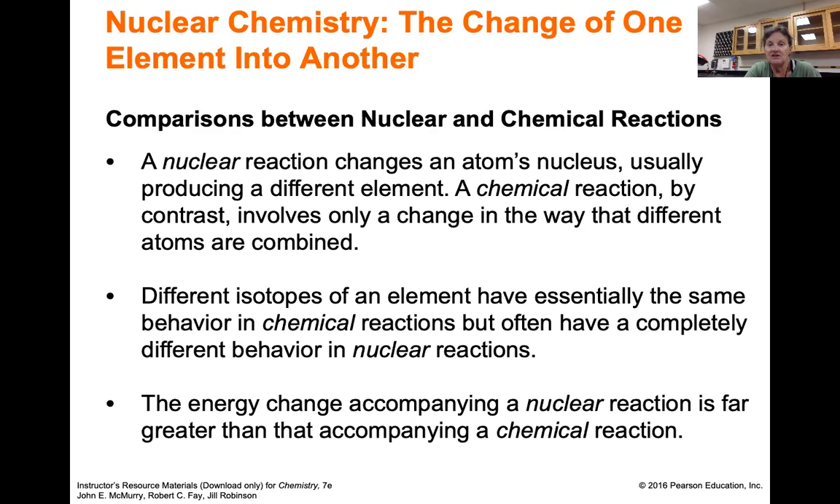The energy change accompanying a nuclear reaction is far greater than that accompanying a chemical reaction. So a chemical reaction where we get energy is something like burning gasoline in your car. A nuclear reaction is a reaction like using uranium-235, which undergoes fission in a nuclear reactor in order to make electricity. And you need a lot less uranium to make the same amount of energy as you need gasoline. That's because nuclear reactions give off a lot more energy.